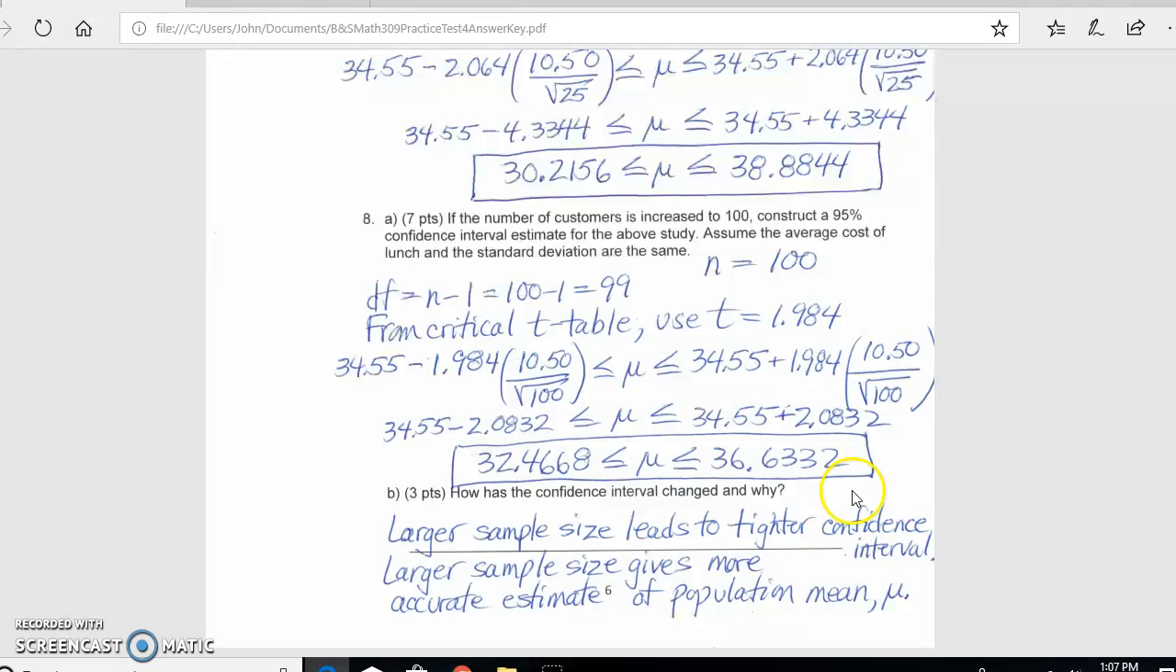And you'll notice that this confidence interval is tighter than the confidence interval up here. It's closer around the mu, a smaller confidence interval. So the question on letter B is, how has the confidence interval changed and why? And the answer is that a larger sample size leads to a tighter confidence interval. The larger sample size gives us a more accurate estimate of the population mean, mu. So that concludes number 8.